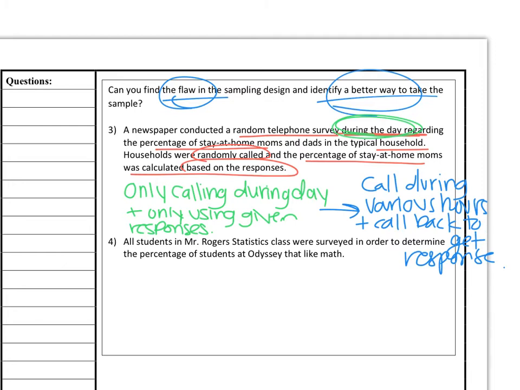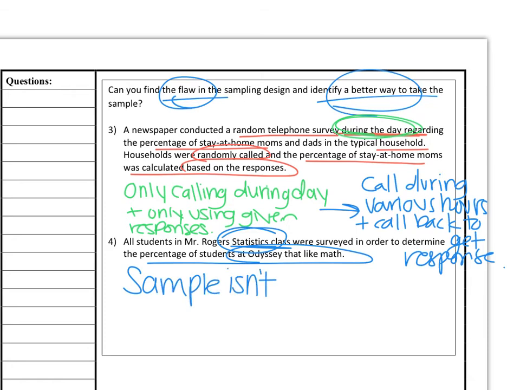Number 4 says all students in Mr. Rogers' stats class were surveyed in order to determine the percentage of students at Odyssey that like math. So clearly, if you're in a stats class, I'm hoping that you love math. So to me, it seems like the survey results are going to be skewed. There's going to be a lot of students in Mr. Rogers' stats class that love math because first off, they're taking math with Mr. Rogers, and secondly, they're taking a higher level math being statistics. So the flaw here is that the sample isn't large enough.